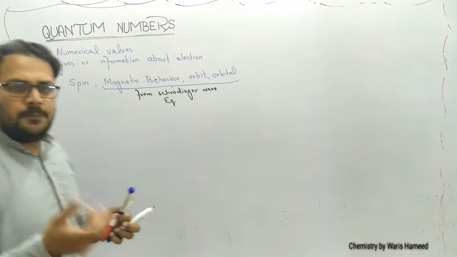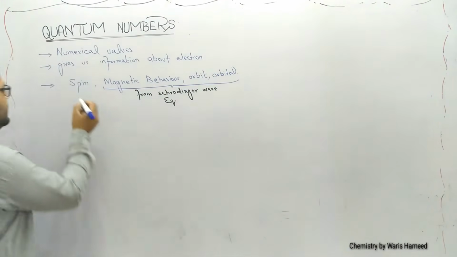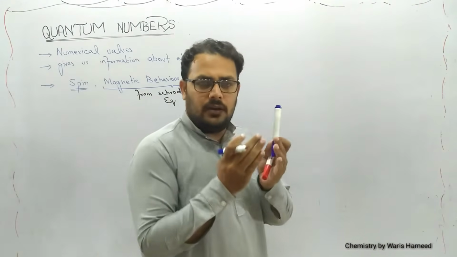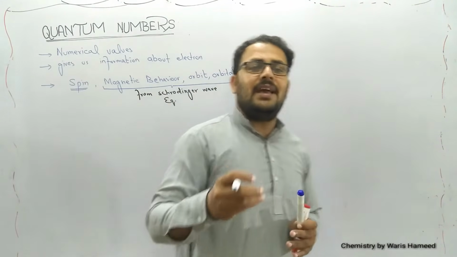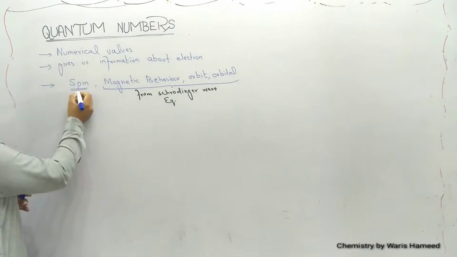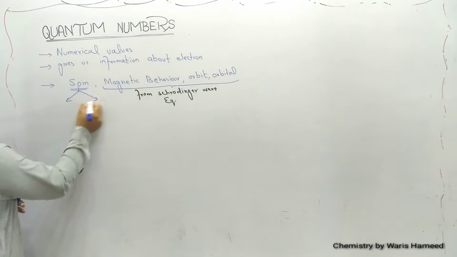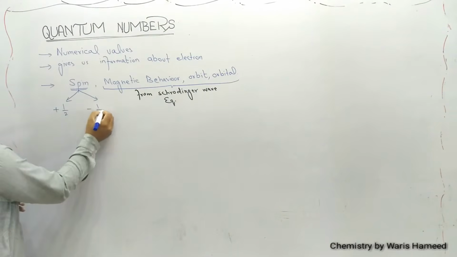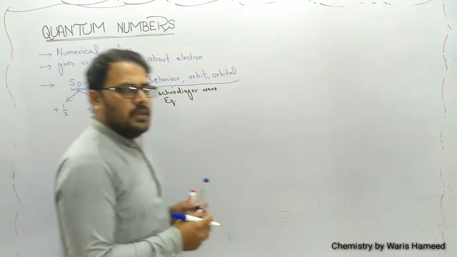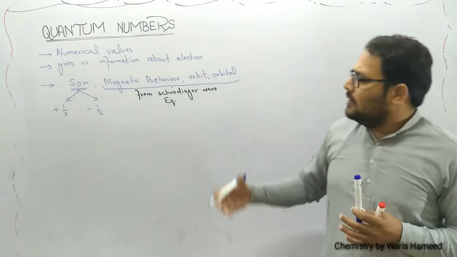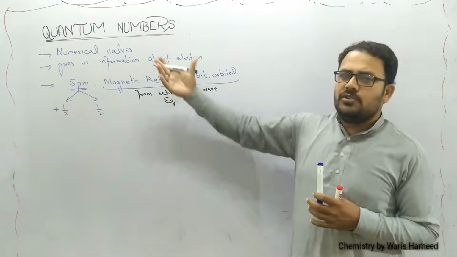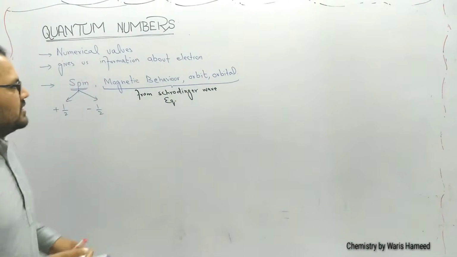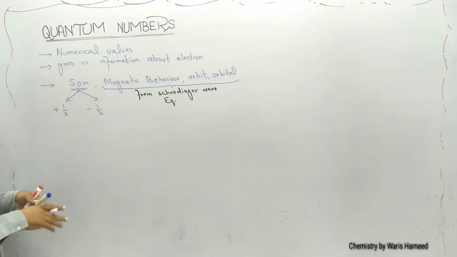And we can find the spin of the electron by its self-rotation. If the electron is rotating around its axis clockwise or anti-clockwise, we can term it as plus 1 by 2 or minus 1 by 2. We can find all this information by the use of quantum numbers. There are four types of quantum numbers. First is the principal quantum number.